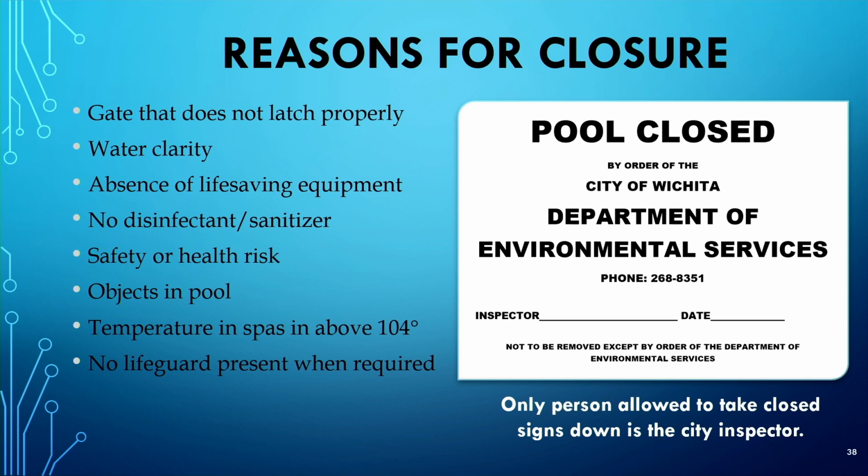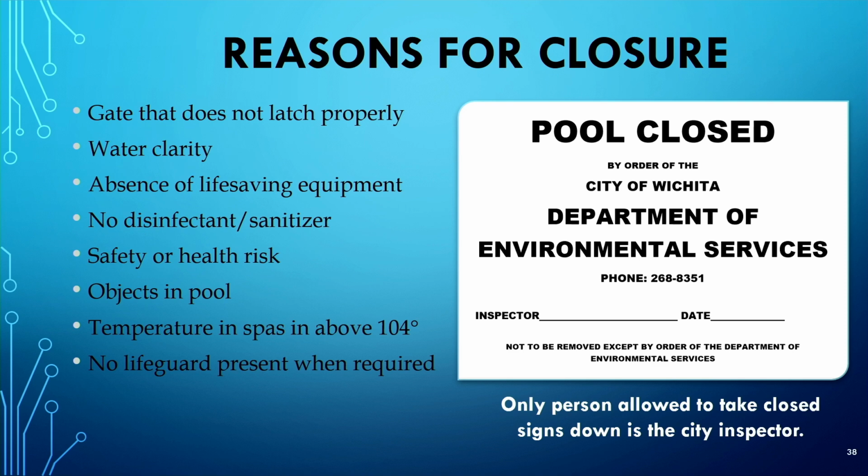The water clarity, if we can't see the bottom or the main drain. If there's an absence of all of the life-saving equipment, like you don't have a shepherd's hook and you don't have a ring buoy. When we test the water, if your chlorine is low or there's no sanitizer in there at all, we'll shut down the pool. Any safety or health risks, we considered the pumps not running, like there's no water circulation going on in your pool. We can close your pool for that as well.